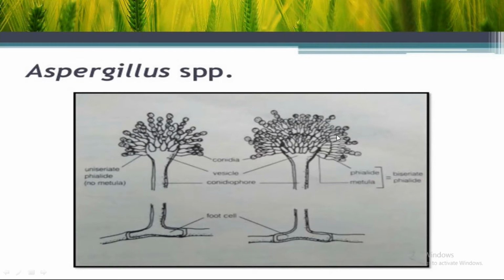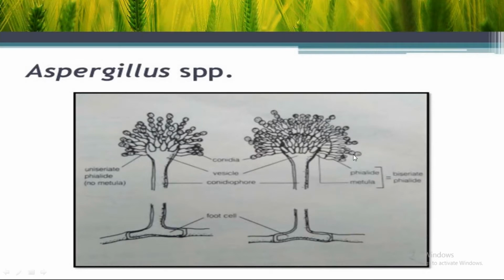On top of that, the phialides can be there. And on top of that, the conidia will be growing. So this is the foot cell from which the conidiophore is arising. And then there is the rounded vesicle on which the phialides or the metulae will be there. On top of the phialides, the conidia will be there.